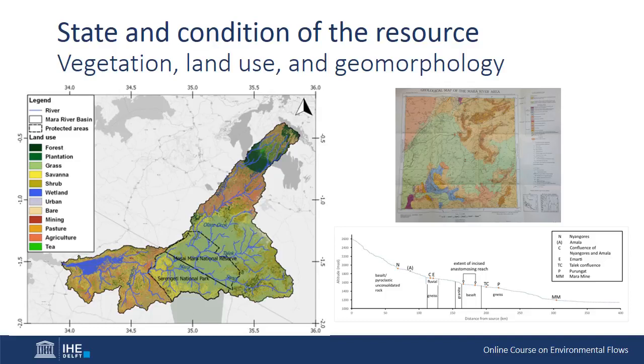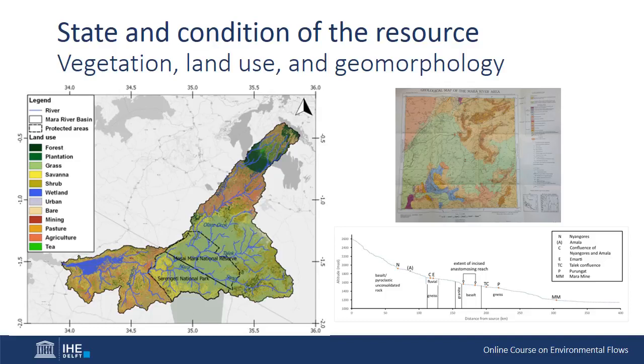In terms of vegetation, land use, and geomorphology, we learned that forests originally covered the headwater areas, while shrub and grasslands dominated middle and lower parts of the basin. Today, a sizable portion of the basin has become converted to agriculture, including areas of large-scale irrigation near the confluence of the Nyangores and Amala tributaries.